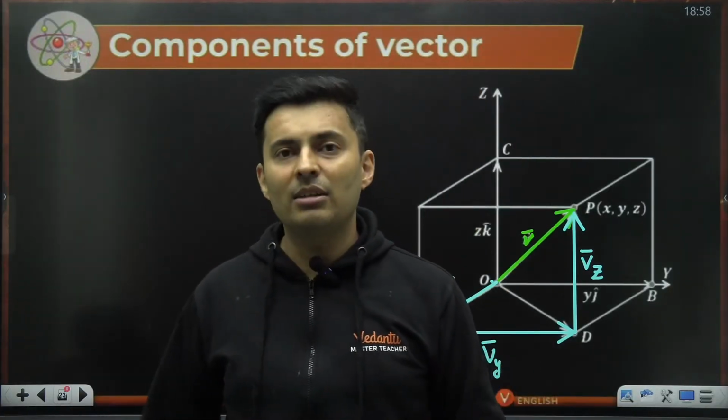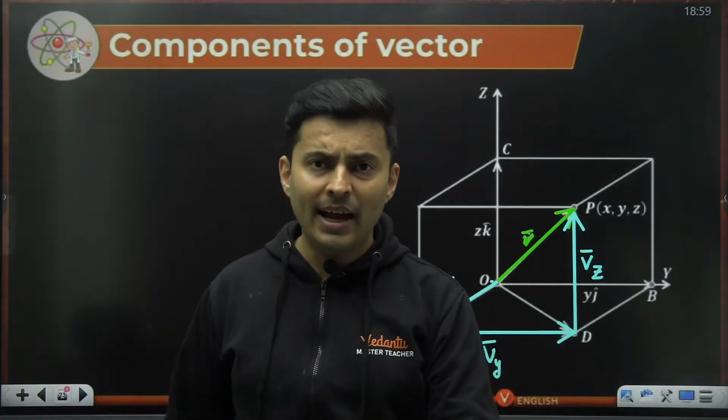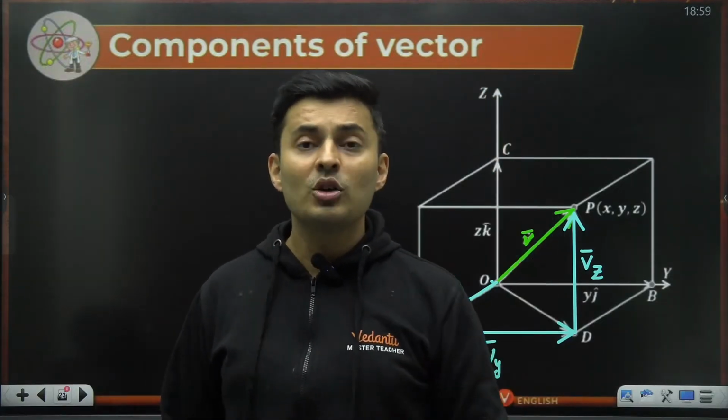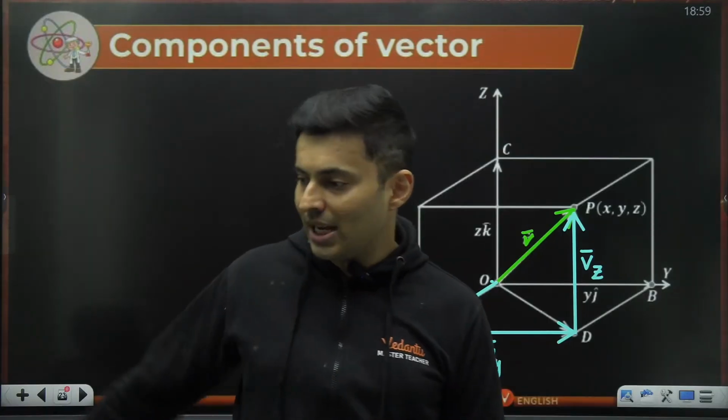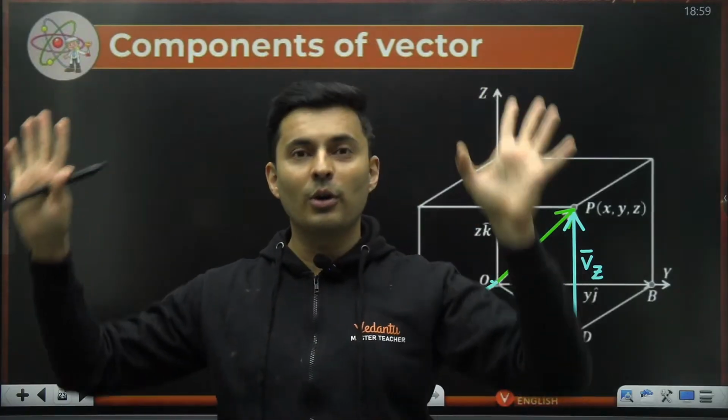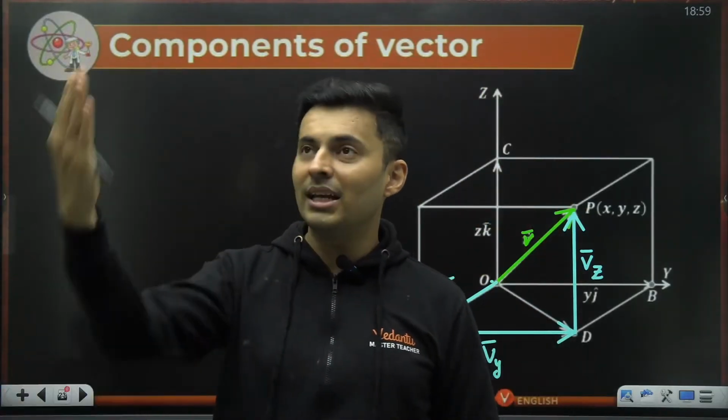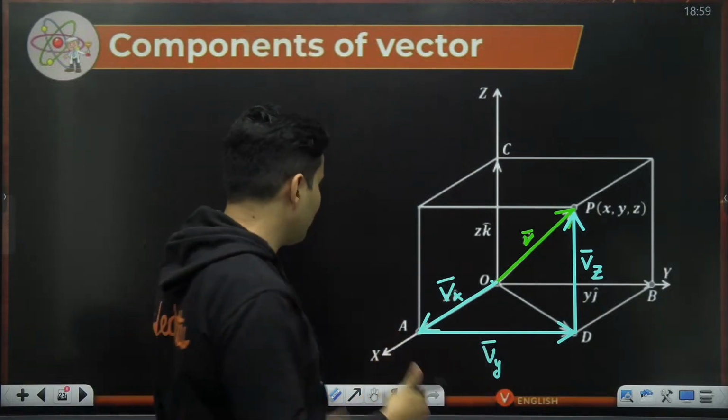So one breadth might be Vx, the length might be Vy, and the height might be Vz. So automatically you will get a three-dimensional figure. You should visualize it on your floor and your walls. One component going like this, like this, like this, and there are multiple ways of visualizing.